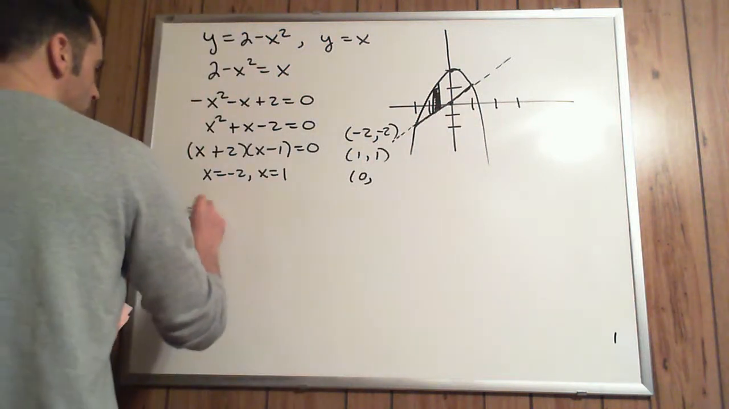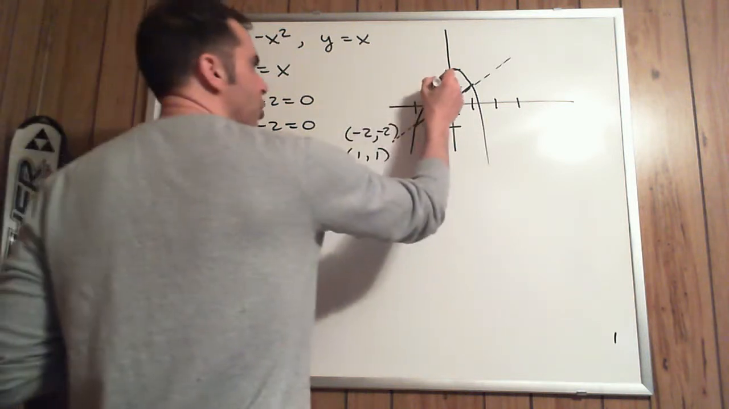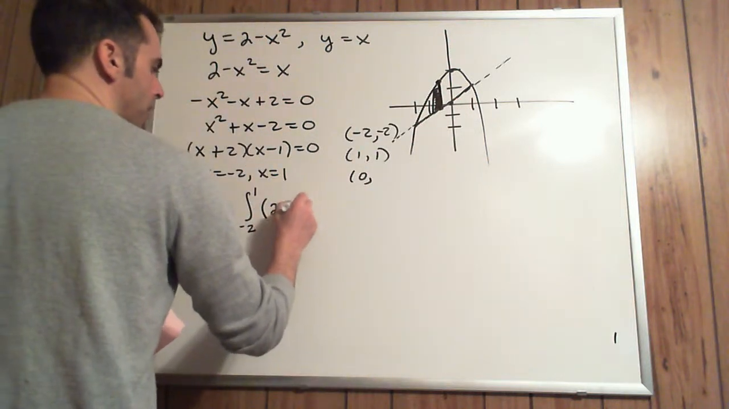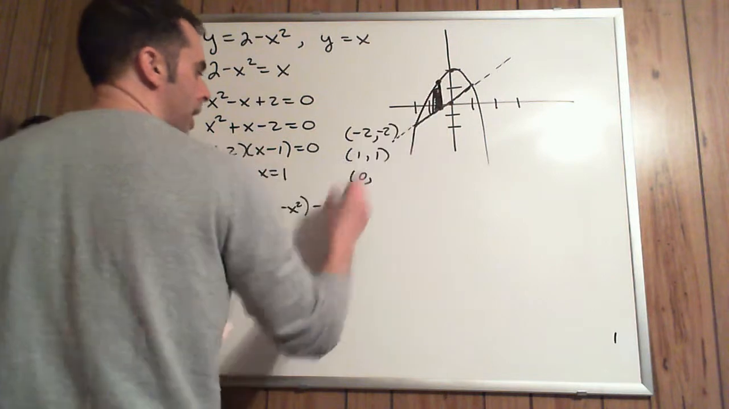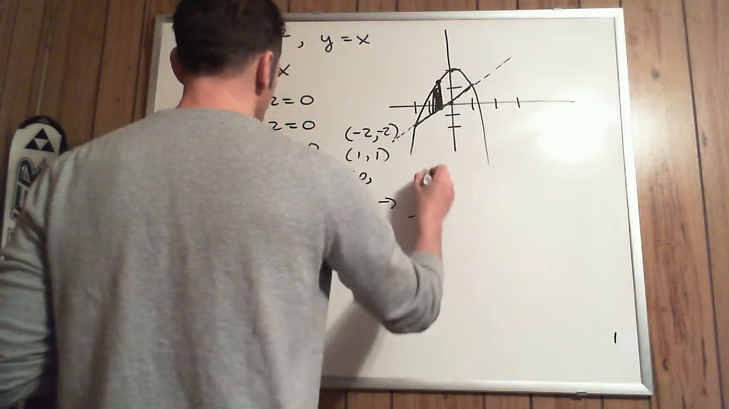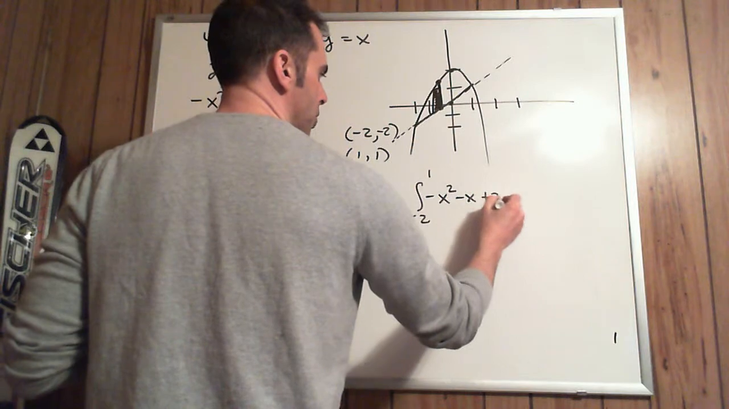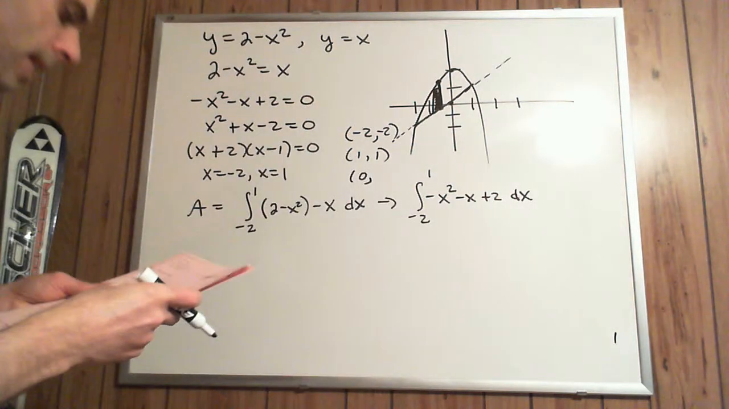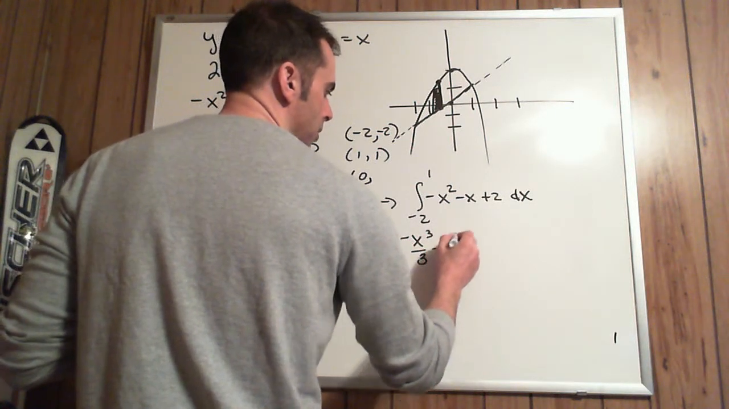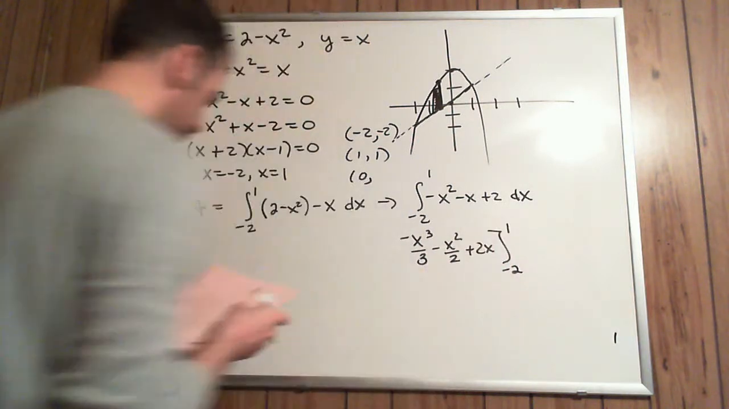So the area is going to be equal to the definite integral from negative 2 to 1 of the top function minus the bottom function. So the top is 2 minus x squared minus the bottom, which is x, dx. Clean this up, and this will be the integral from negative 2 to 1 of negative x squared minus x plus 2 dx. And then that antiderivative would be negative x cubed over 3 minus x squared over 2 plus 2x, from negative 2 to 1.